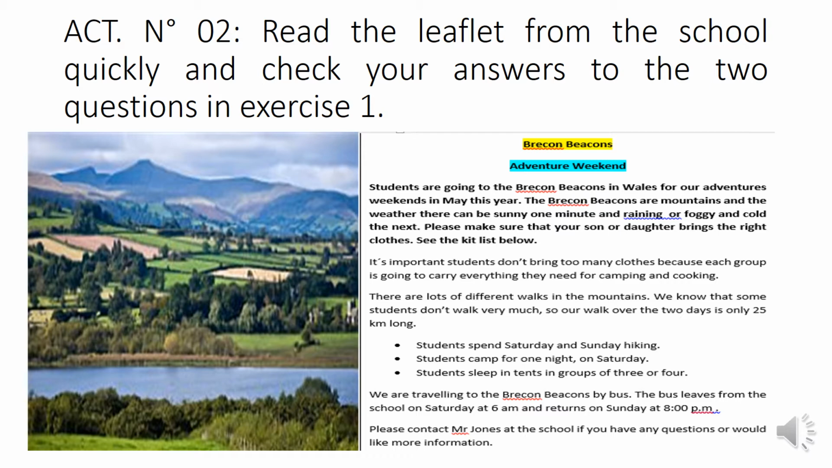So, what do you have in activity number 2? In activity number 2, you are going to read the leaflet from the school quickly and check your answers to the 2 questions in the previous activity. It means in activity number 1. So what is the text about? It is about the Brecon Beacons, and as the title says, it is an adventure weekend, and you are going to get information in order to answer the 2 previous questions given in activity number 1.